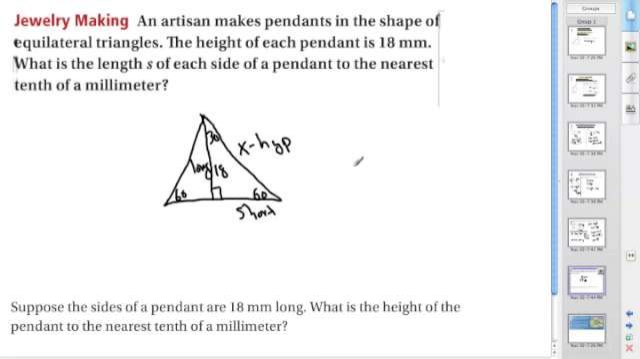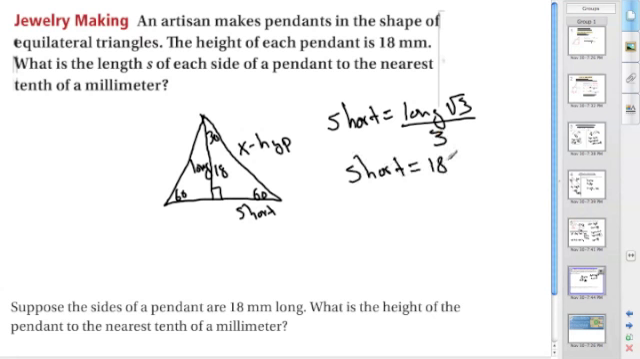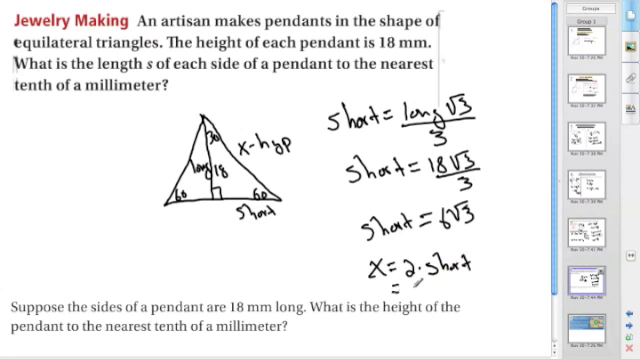So I always say find your short first. So the short equals the long times square root 3 over 3. So the short equals 18 square root 3 over 3. So the short is equal to 18 divided by 3 is 6 square root 3. And to get x, the hypotenuse, it's 2 times the short, which equals 2 times 6 square root 3, which equals 12 square root 3, and there's your answer.